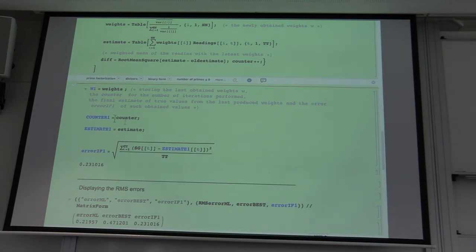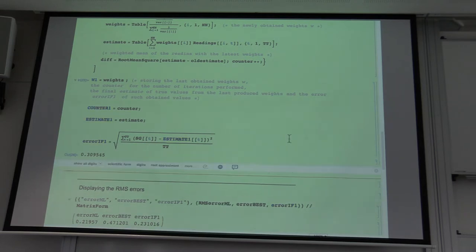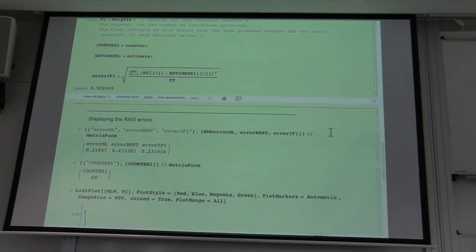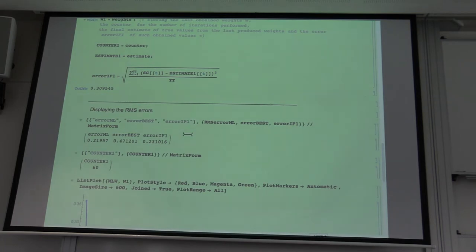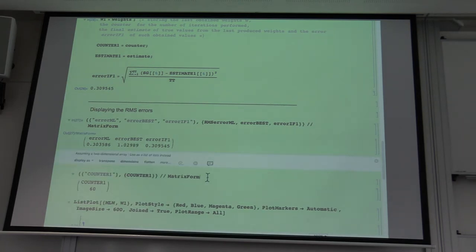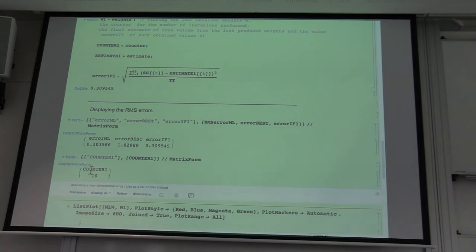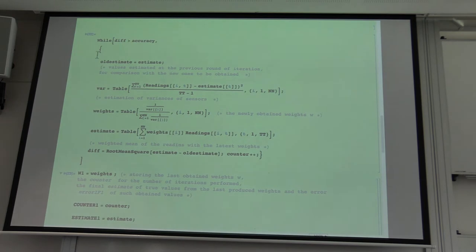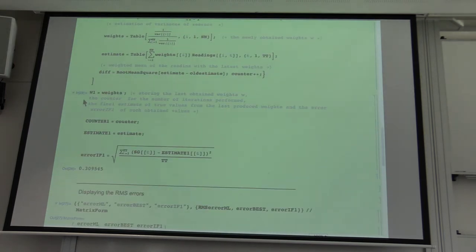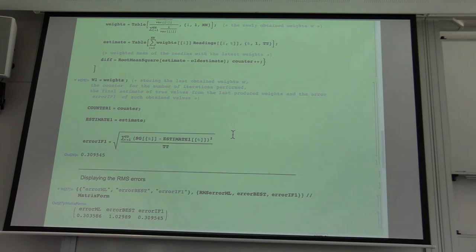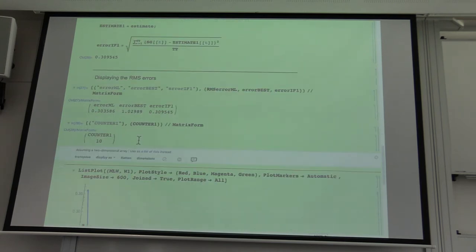And lo and behold, we want to see what is the counter, what is the estimate, and what is the error. So let's display it here, and let's see how many rounds of iteration. So you see counter is 10, right? So it took 10 rounds of this iteration until the two consecutive readings stabilized to a difference less than 10 to the minus 8. And look at the variances obtained.